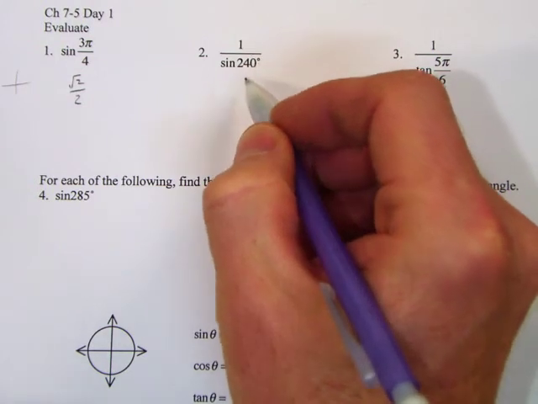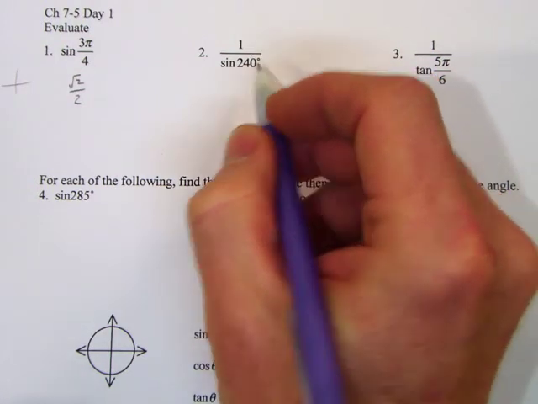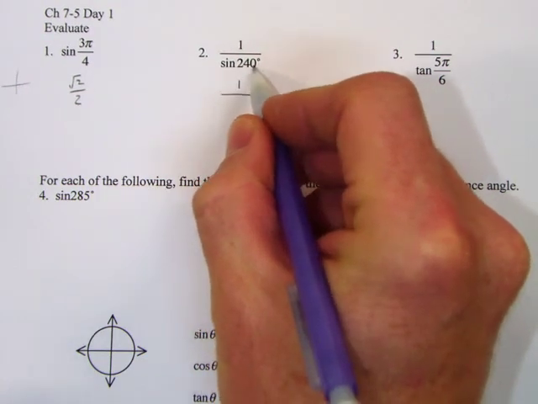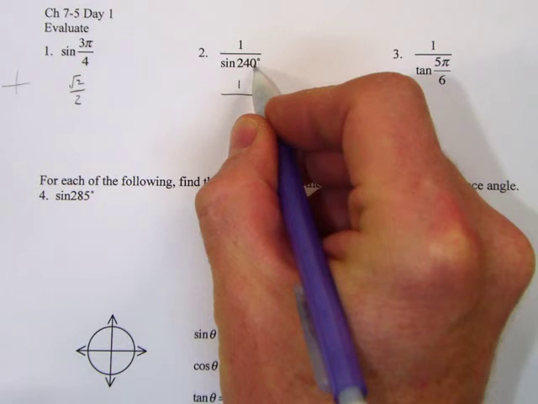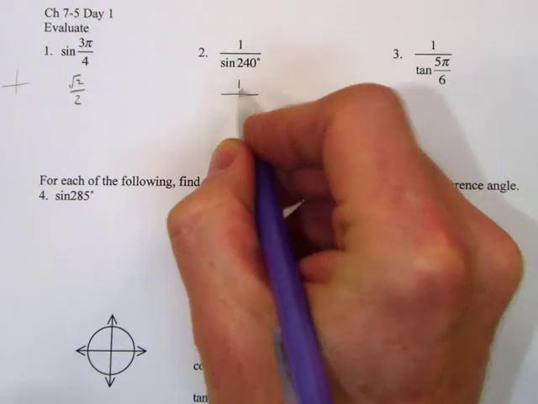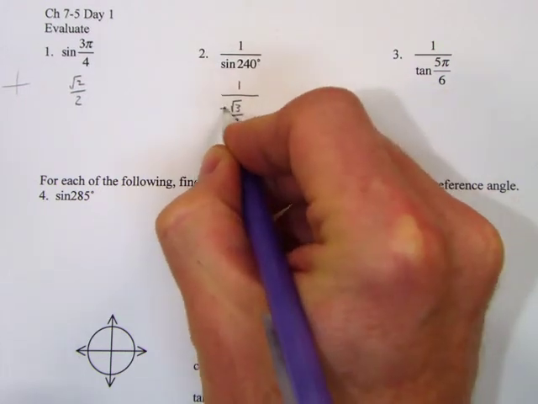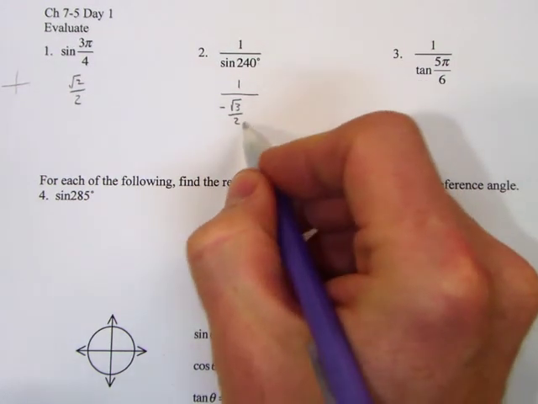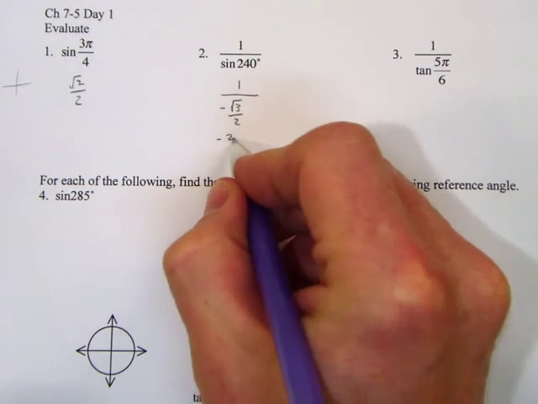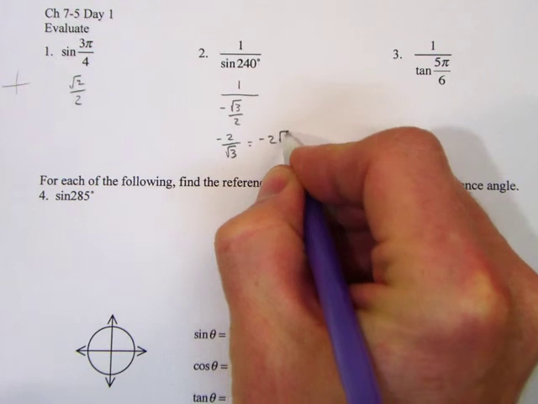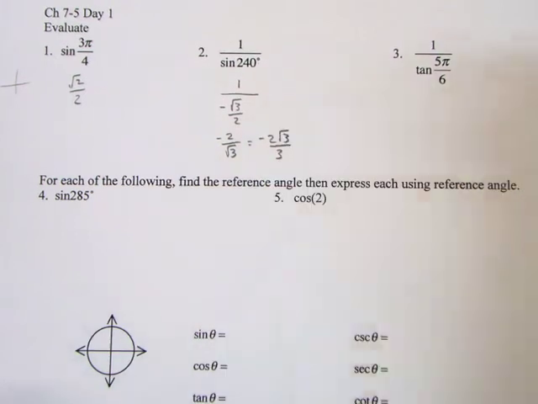Very similar here, but now we have a fraction, 1 over sine of 240. So we're going to say 240 has a reference angle of 60 degrees. So the sine of 60 degrees is square root of 3 over 2. 240 is in the third quadrant, so it's negative. And we will flip and multiply, so we'll have negative 2 over square root of 3. And we rationalize that to get negative 2 root 3 over 3.